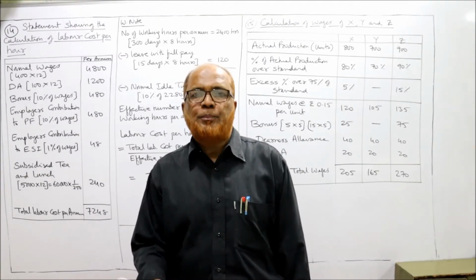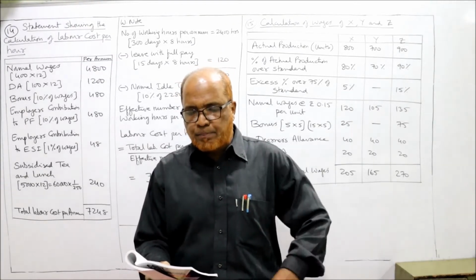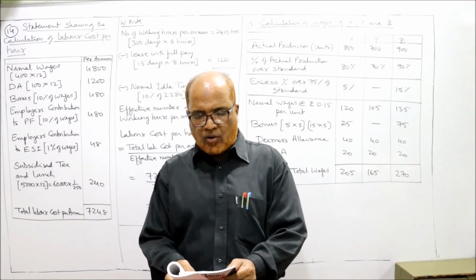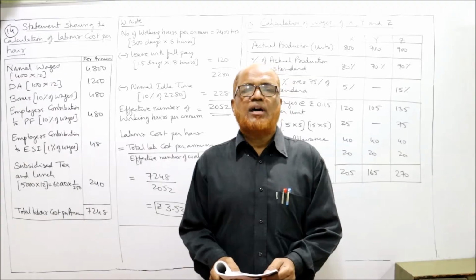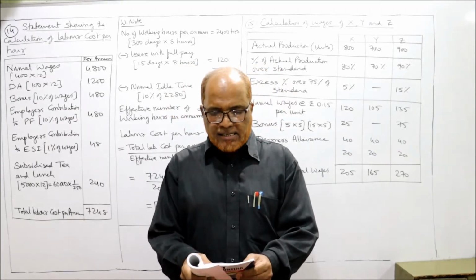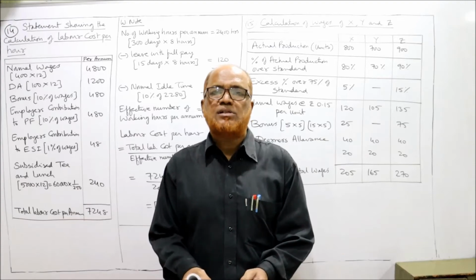See the 14th problem. A worker is paid rupees 400 per month in addition to DA of rupees 100 per month. The worker is paid 400 rupees wages per month and DA 100. He is entitled to a bonus of 10% on wages.